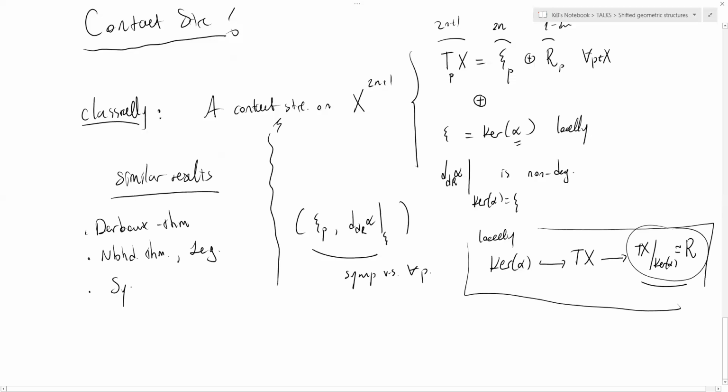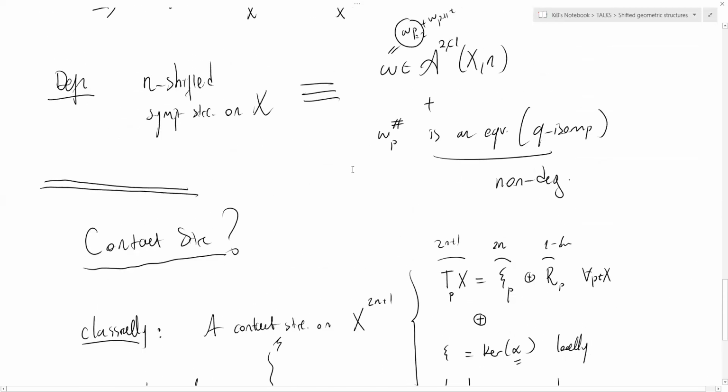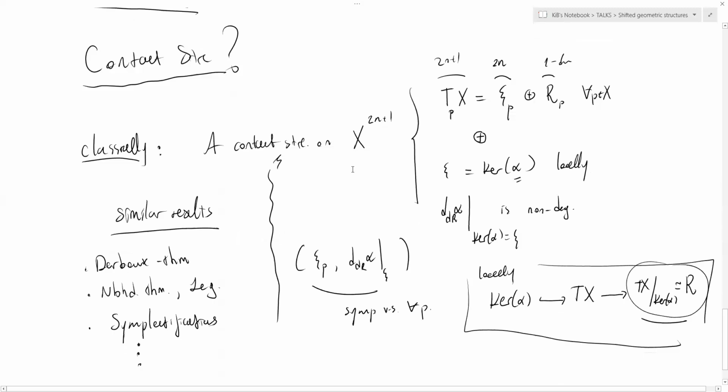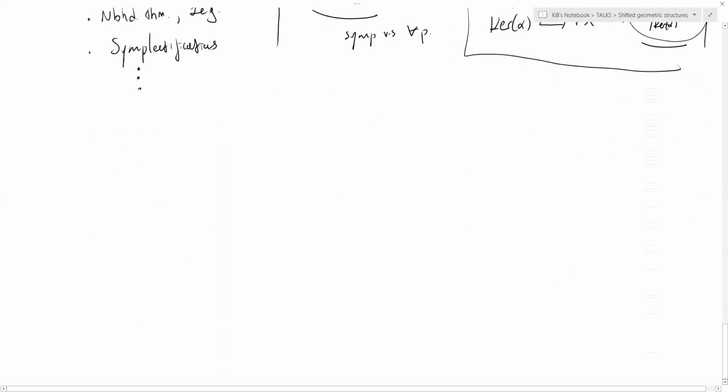And what else? Symplectification. I don't know, many others. Okay, there are other nice results in contact geometry. So let us try to translate this data by using our dictionary I just introduced above. Okay, so we are just going to translate this information into the context of derived symplectic geometry.